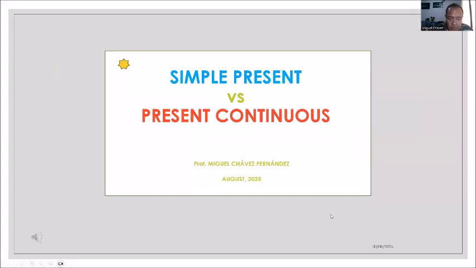Good morning, dear students. Our grammar topic today is simple present versus present continuous. We are going to check the differences between these two tenses.